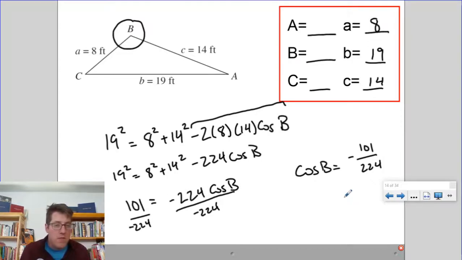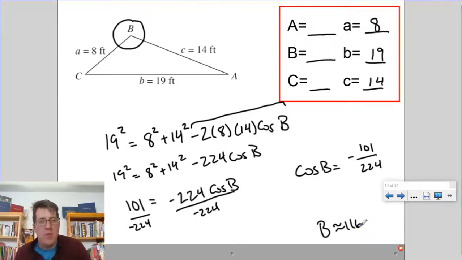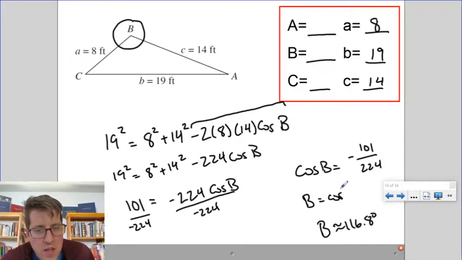When we plug that in, we would do the cosine inverse of negative 101 divided by 224. Oh, I'm in radians. I got 2.03, so I forgot to put my calculator in degrees. I need to multiply by 180 and then divide by pi. And I get that B is about 116 degrees. I'll go to one decimal place, so 116.8 degrees. So remember, to get B, you're doing the cosine inverse of 101 over 224.